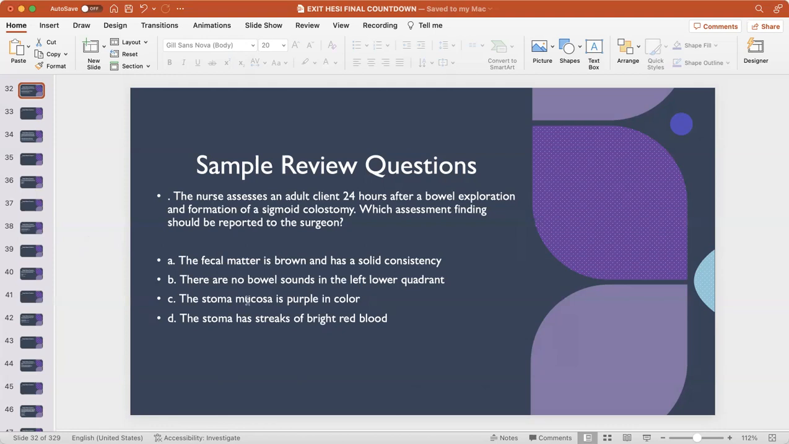All right, so let's talk about it. The nurse assesses an adult client 24 hours after a bowel exploration and formation of a sigmoid colostomy. Which assessment finding should be reported to the surgeon? The fecal matter is brown and has a solid consistency.